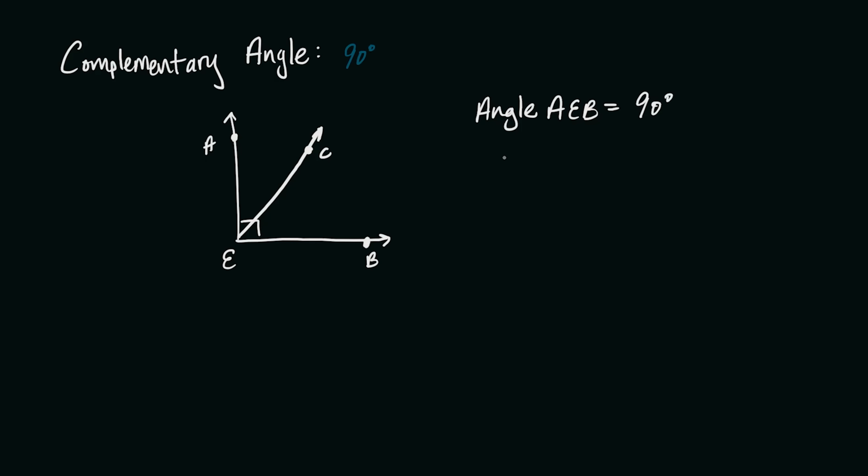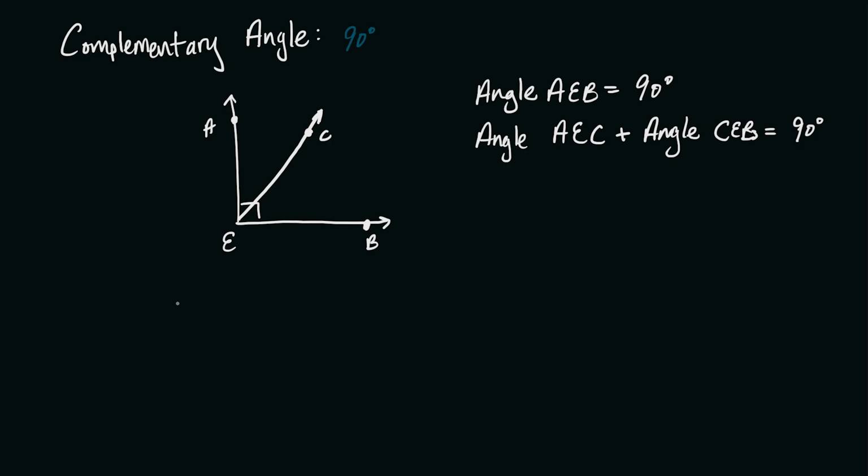Now, because angle AEB is 90 degrees and AEC is complementary to CEB, we can write that angle AEC plus angle CEB is equal to 90 degrees. It makes sense that way.